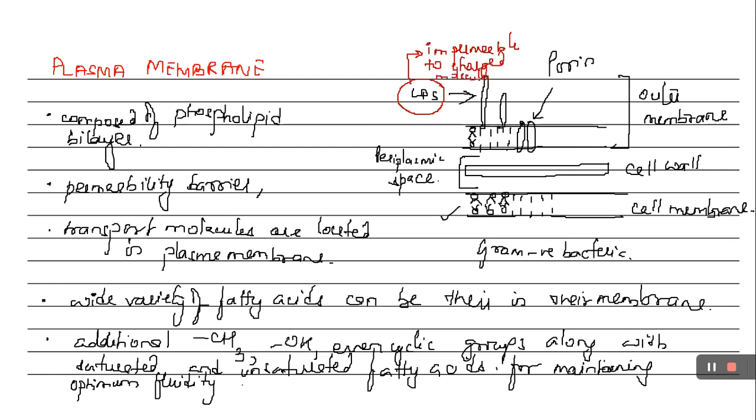This LPS is impermeable to charged molecules, and the porins, which are channels present in the outer membrane, what do porins do? They help in passive transport. Passive means without energy. Passive transport of ions, sugars, amino acids across the outer membrane.